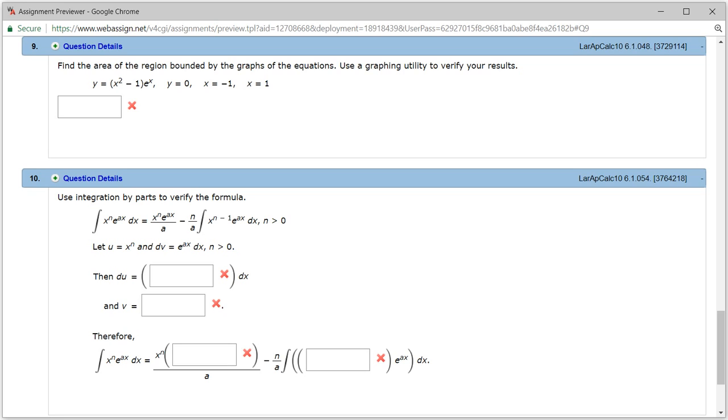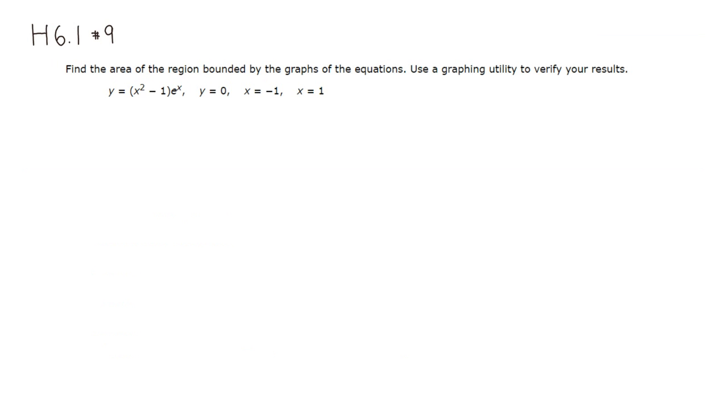All right, let's look at homework 6.1, problem number 9. Let's find the area of the region bounded by the following curves. So the area is going to be, it looks like x is going from -1 to +1, so that part is pretty clear. So you have an integral from -1 to +1, right?